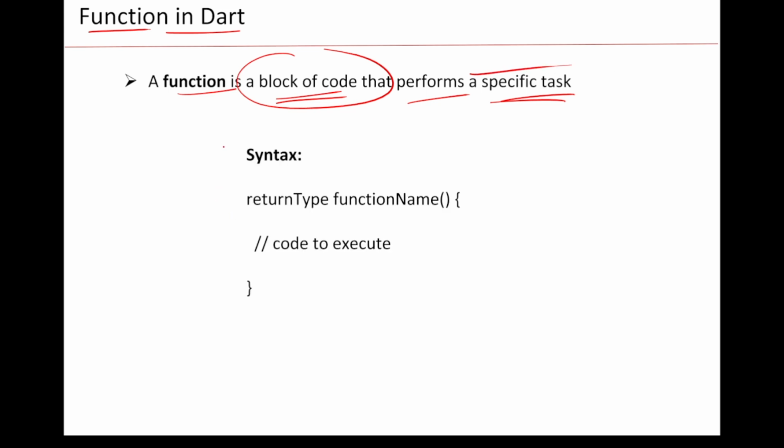Here we have a syntax: the return type of the function, then the name of the function, then round brackets, and this is the body of the function. Here we write our code. Okay, so let's jump into Android Studio, and then we will understand with the help of examples.